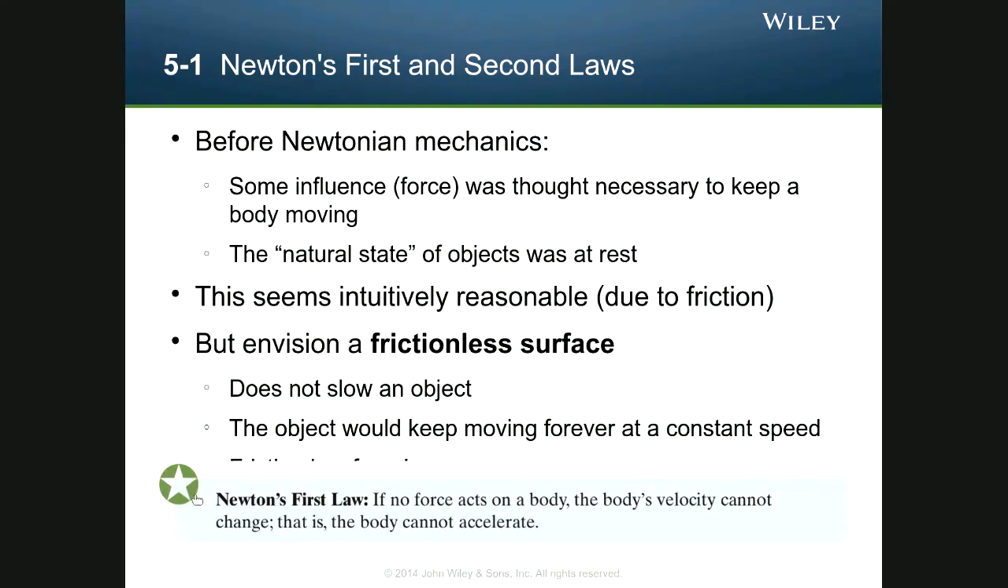Well, really, the way Newton's first law is often presented is that objects in motion tend to stay in motion, and objects at rest tend to stay at rest unless acted upon by an outside force. Now, what does that mean? And why does this, before Newtonian mechanics, make intuitive sense?